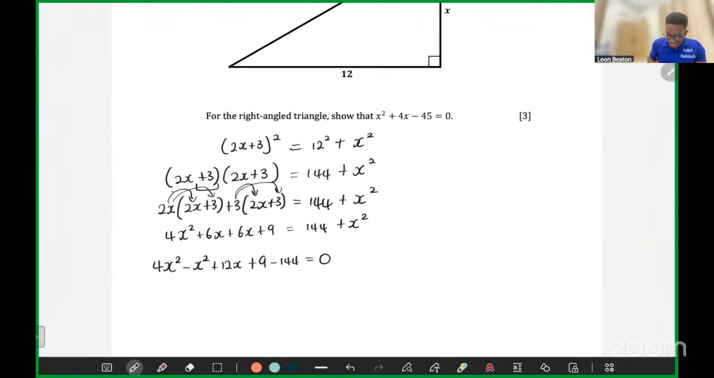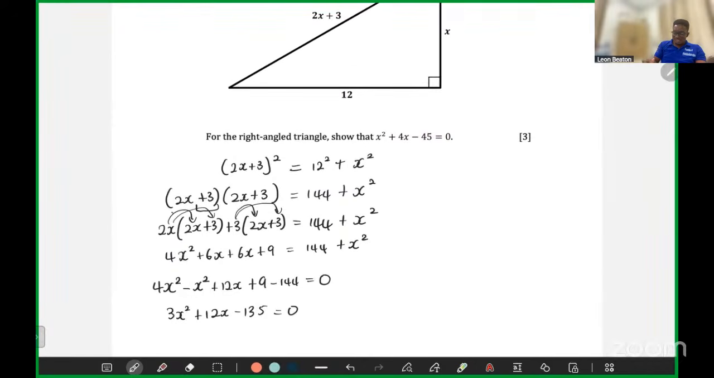So we work this out, 4x squared minus x squared. This will give us 3x squared. And we're left with the plus 12x. And 9 minus 1 for the 4. That would give us minus 1 to the 5, and that is equal to 0. So as you can see, this does not look like the thing that they asked us to show. But if we look at it good, we have to do something to this equation to make it look like exactly what we have at the top here.